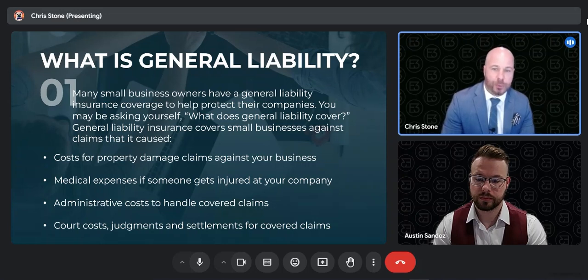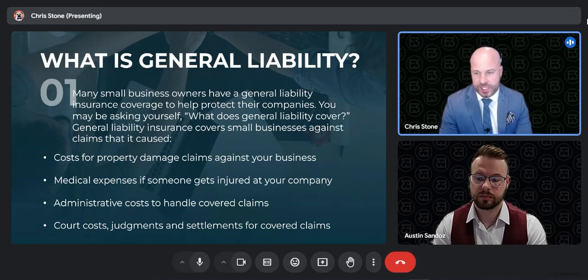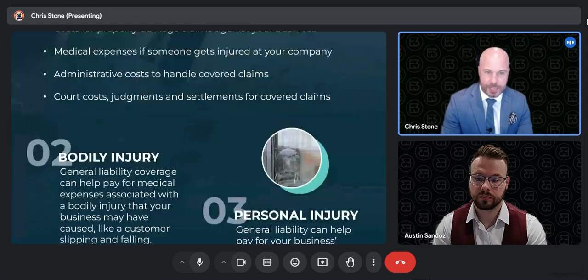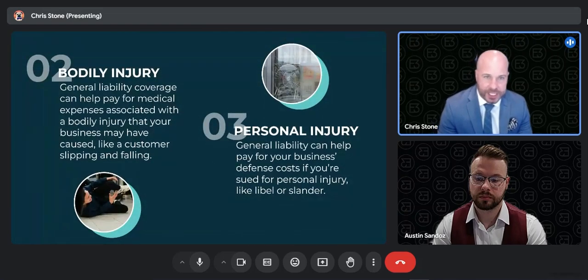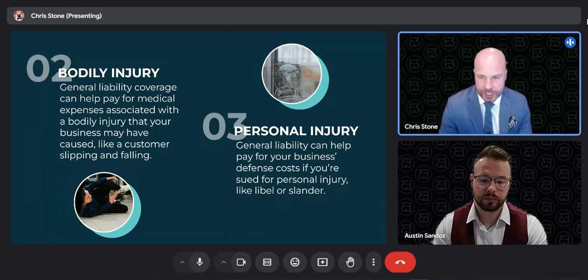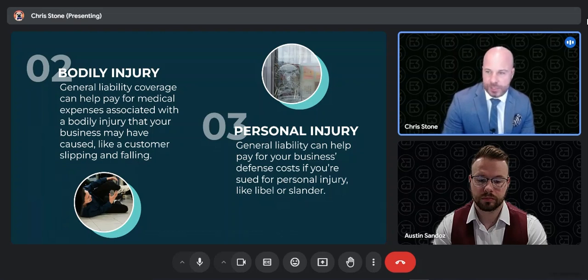So it covers costs for property damage claims against your business, medical expenses if someone gets injured at your company, not an employee, that falls under work comp, administrative costs to handle covered claims, and court costs, judgments, and settlements for covered claims. One of those being bodily injury. So general liability coverage can help pay for medical expenses associated with a bodily injury that your business may have caused, like a customer slipping and falling. Again, this would be a customer coming to your place of business and getting injured. If an employee got injured due to a slip and fall, that falls under workers' compensation.